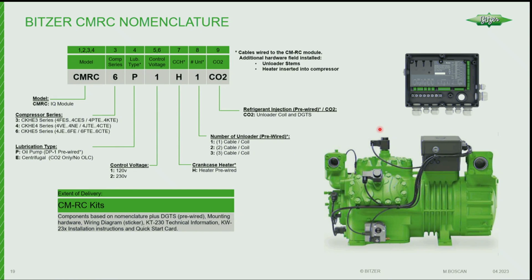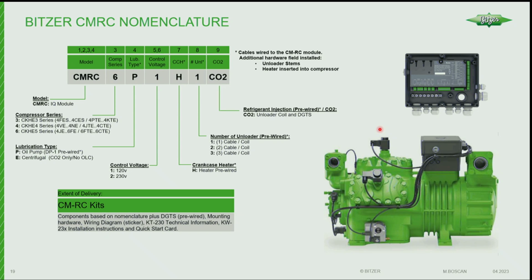So this, by the way, is not a CO2 compressor, but it's the best picture I had with everything connected, so I just want to point that out. So the CMRC comes as an accessory. Again, if you're working on a rack that's already been built, then you don't have to worry too much about this, but it does give you the information on what's included or what can be included with a CMRC.